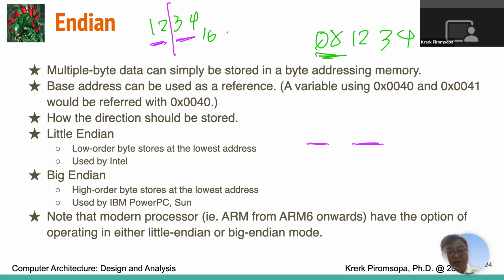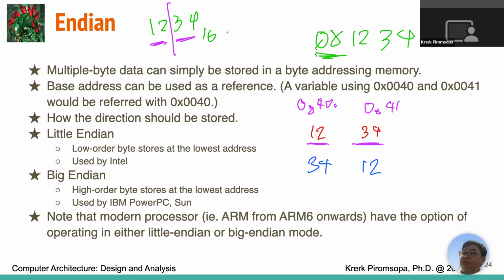So let's say I have 2 memory locations. The first one is 40, the second one is 41. 2 bytes of memory. So there are 2 ways to write this number. You can write it like this, 1, 2, 3, 4, or you can write it the other way, 1, 2, 3, 4. Got my point? See the difference?